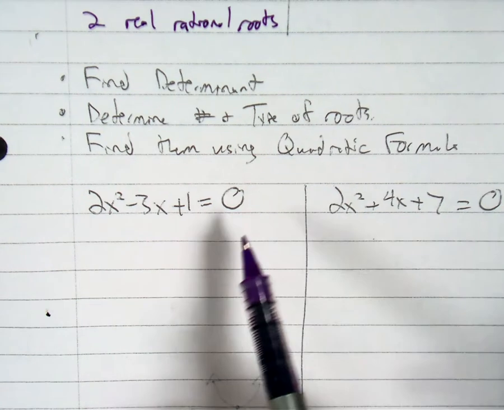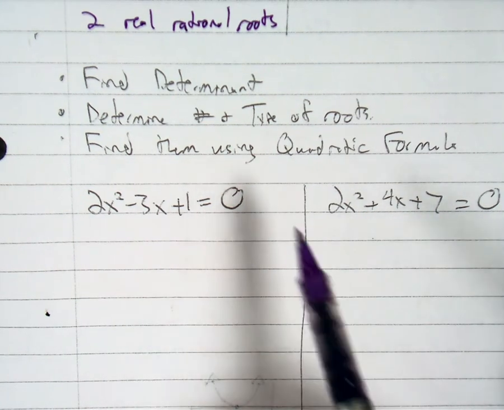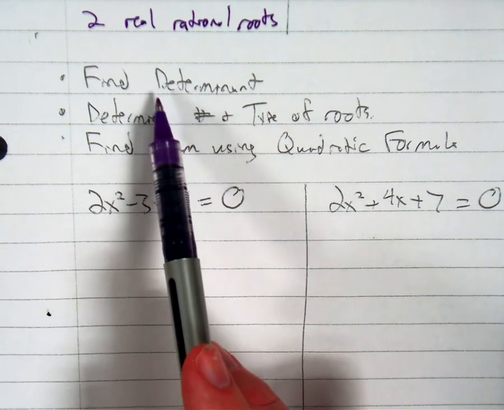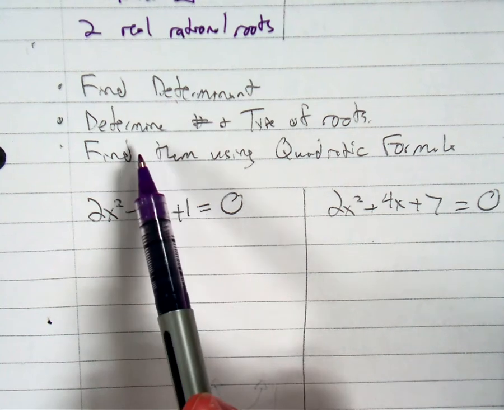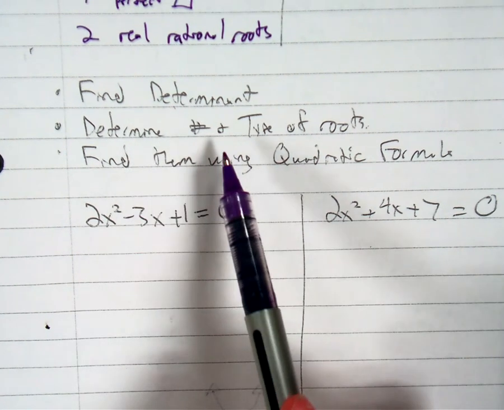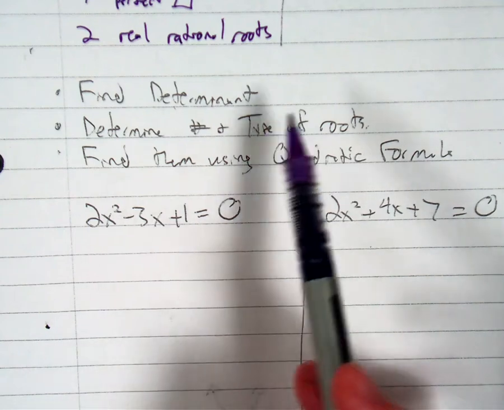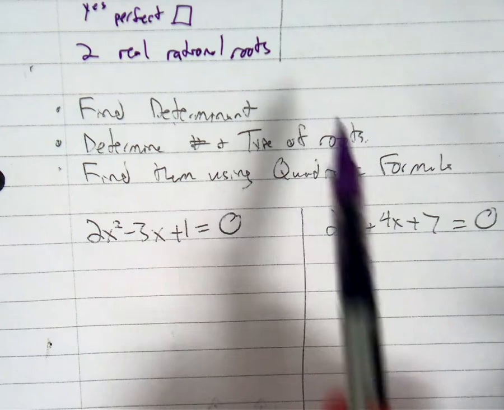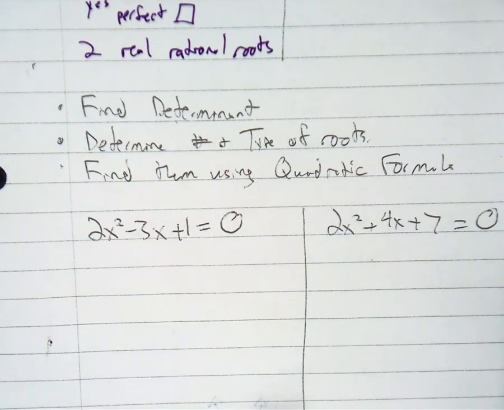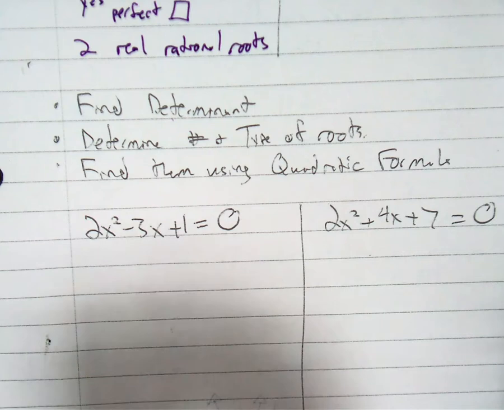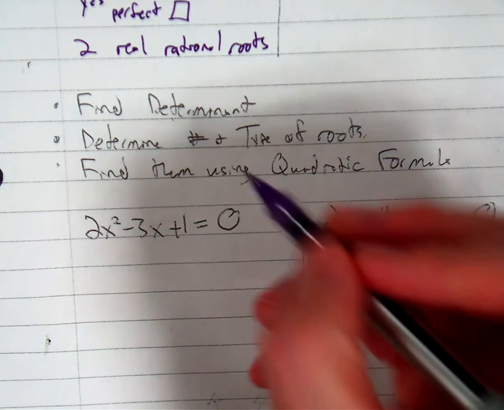It's going to have three parts to it instead of just two, but those first two parts are still the same. Step 1, find the discriminant. Step 2, determine the number and type of roots. That's what we've just been doing. Piece of cake. Step 3, find what those roots are using the quadratic formula. So that's one new thing there. We're going to finish off the formula. Okay, so let's get started.